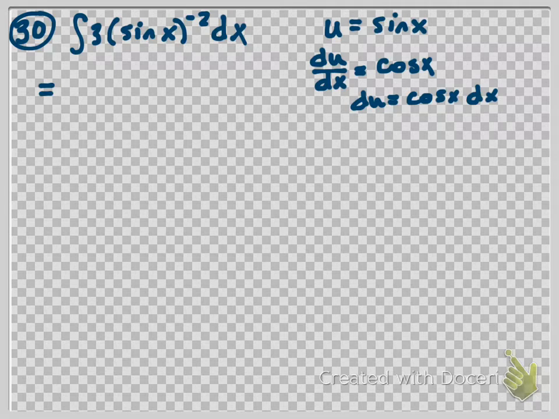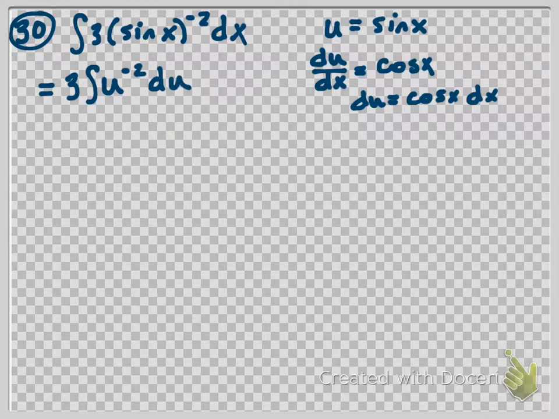What should I do about that 3? Pull it out. Then I have the integral of... Would you want to go ahead and put 1 over cosine x? No, you wouldn't want to do that. Because what do I do once I know what my u and my du are? Plug in. So this is just u to the negative 2 du.